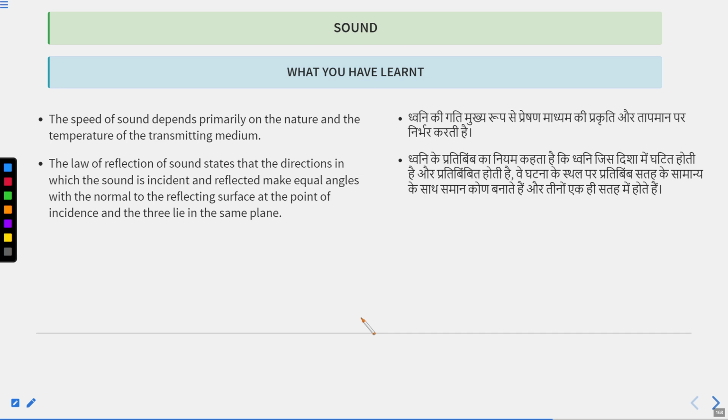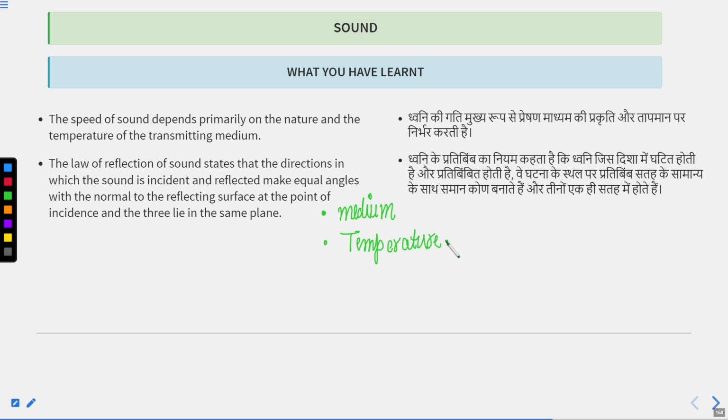The speed of sound depends primarily on the nature and temperature of the transmitting medium. Speed of sound depends on two things. One is medium and another is temperature. We know that speed of sound in solid is greater than speed of sound in liquid, and speed of sound in liquid is greater than the speed of sound in gas.